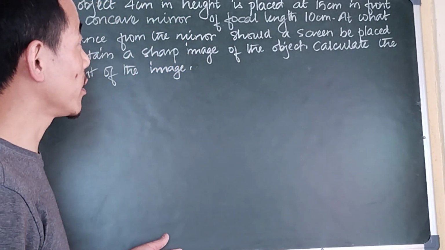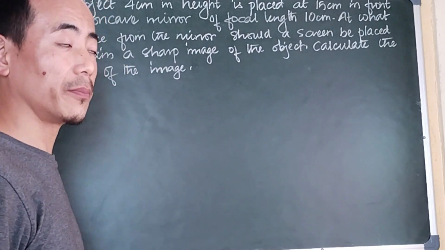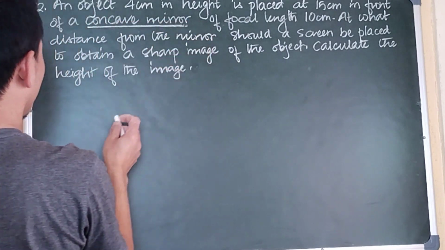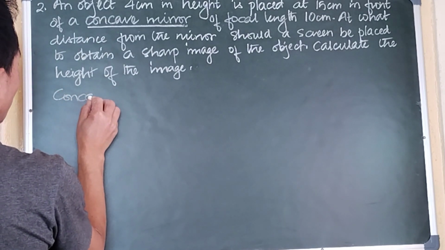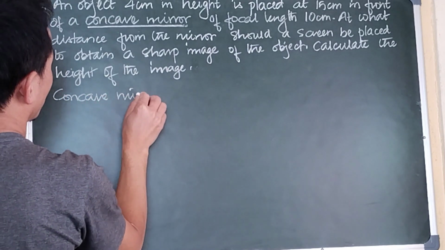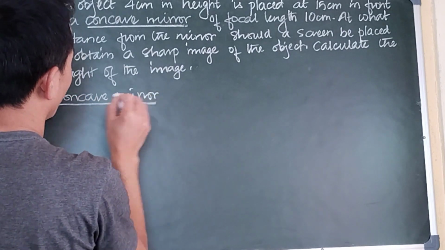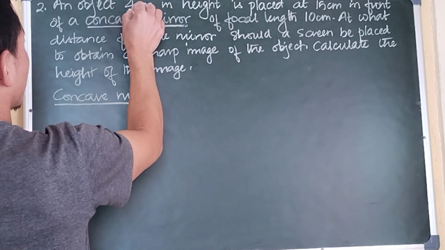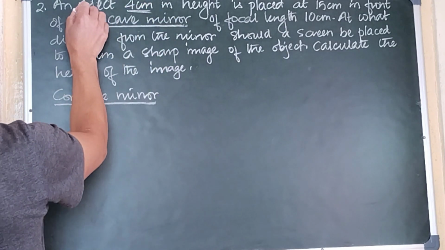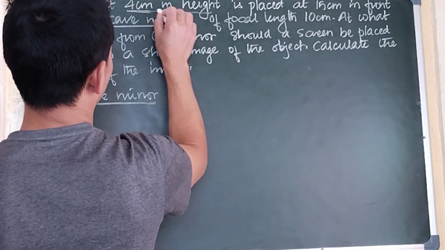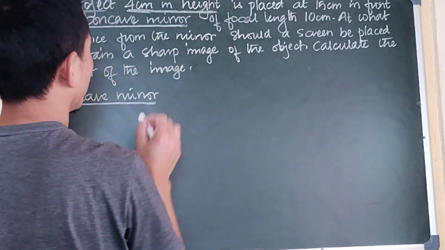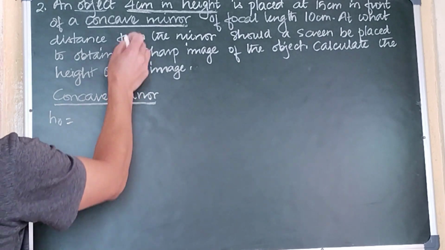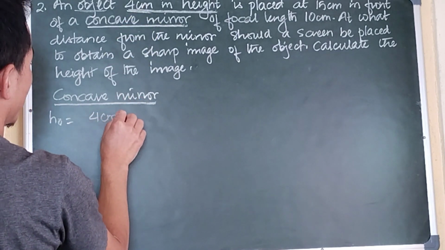So let's see what are the things that we have to find out and what are the terms that are given. The first thing, you have to mark what kind of mirror is given. So write that here. We are given, in this case, a concave mirror. Now let's see what are the terms given. The first value here we can see is 4 cm. An object 4 cm in height simply means height of the object. So height of the object is given as 4 cm.